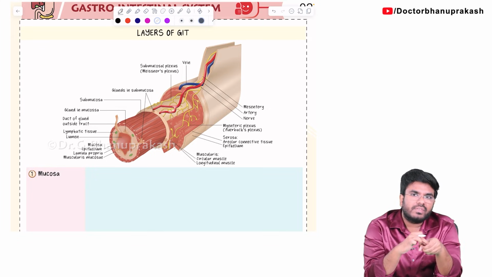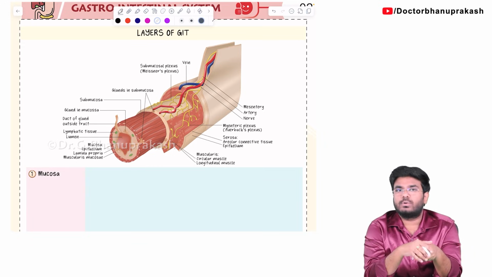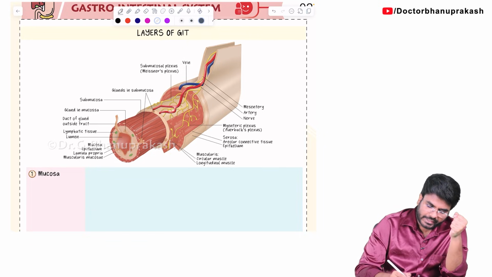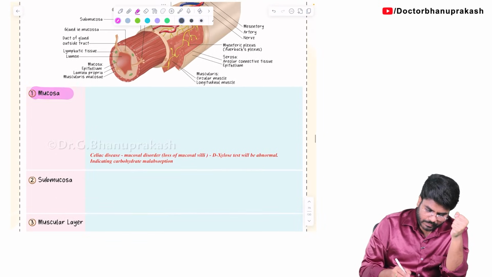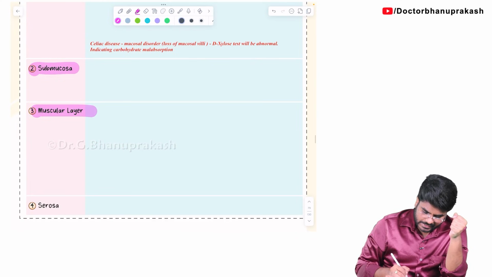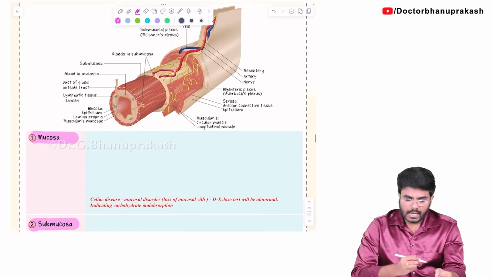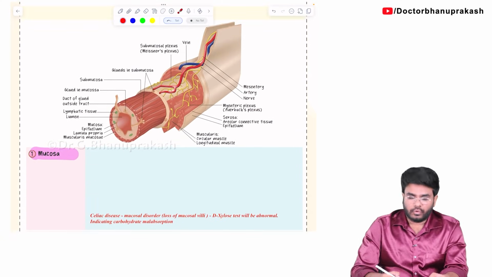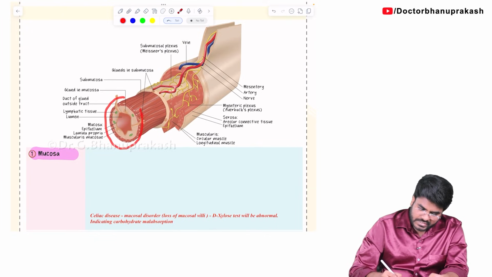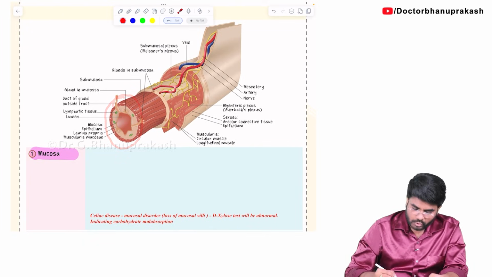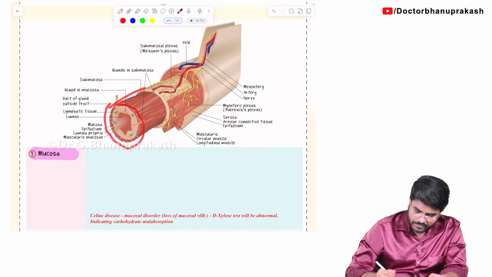The innermost layer of the GIT is called the mucosa. So, there will be mucosa, submucosa, muscularis, and the outermost region is called the serosa. So, basically how many layers are there? 4 layers: mucosa, submucosa, muscularis, serosa. And in this diagram, you can see those 4 layers. This innermost layer which I am highlighting here is called the mucosa. This whole structure is the mucosa.